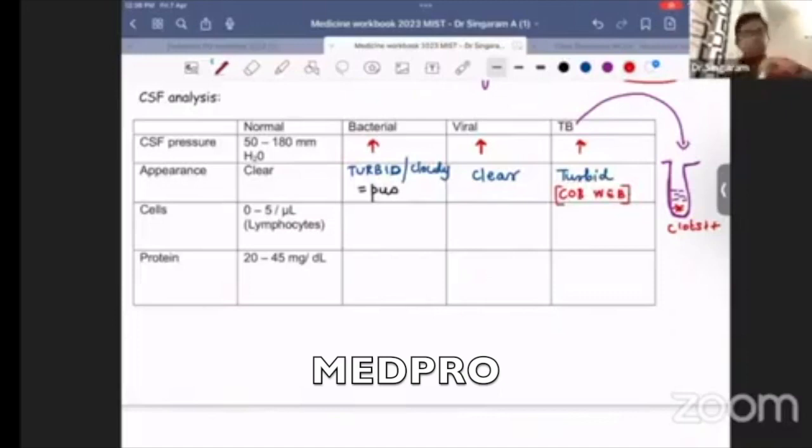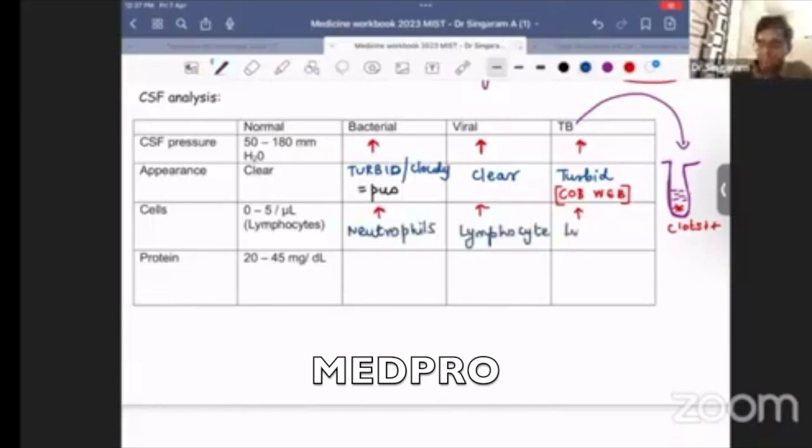Normally, CSF doesn't have many cells. It is only less than 5 cells, which are mainly lymphocytes. And in all types of meningitis, as a part of inflammation itself, the cells will be increased. That's what all of you know. What type of cells will increase? In bacterial meningitis, it will be neutrophils which will be increased. In viral meningitis, it is the lymphocytes which are increased. TB is also a lymphocyte-mediated disease, so the lymphocyte count will be increased. That's what you need to remember.